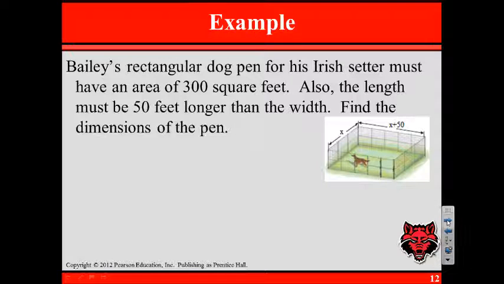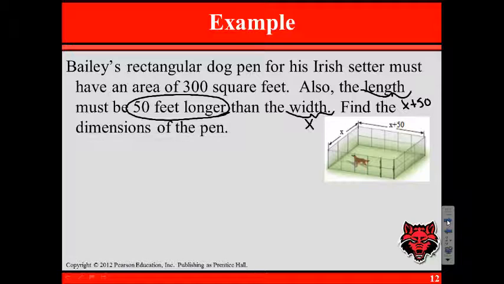Let's try a word problem. Bailey's rectangular dog pen for his Irish setter must have an area of 300 square feet. Also, the length must be 50 feet longer than the width. Find the dimensions of the pen. So first we set up the equation. We'll set x equals the width, and we're told that the length must be 50 feet longer. And so the length will be x plus 50, just like the diagram shows us. x and x plus 50 are the dimensions.